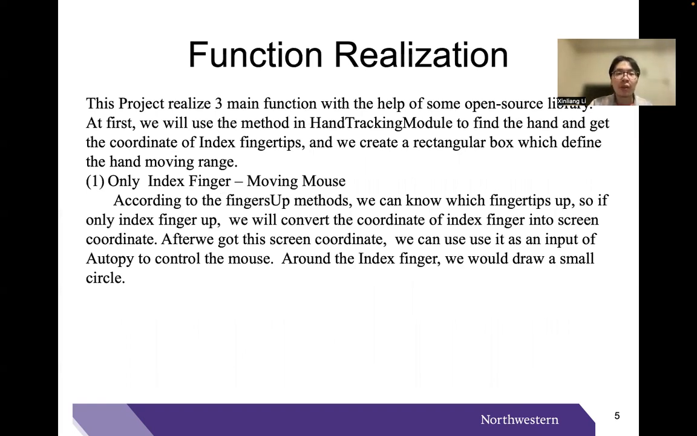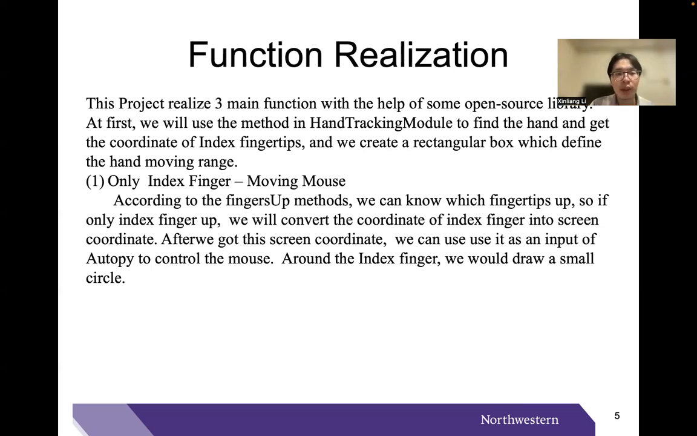This project realized 3 main functions with the help of some open source libraries. At first, we use methods in this file to find the hand and get the coordinates of the index fingertip, and we create a rectangular box which defines the hand moving range.